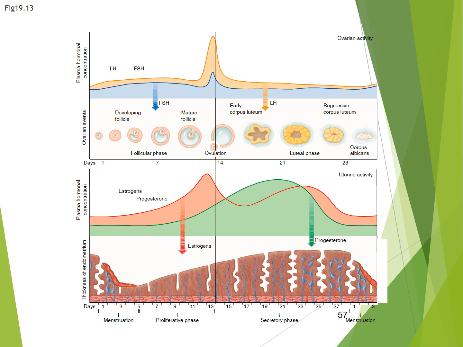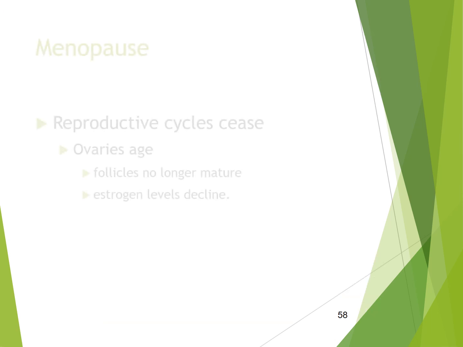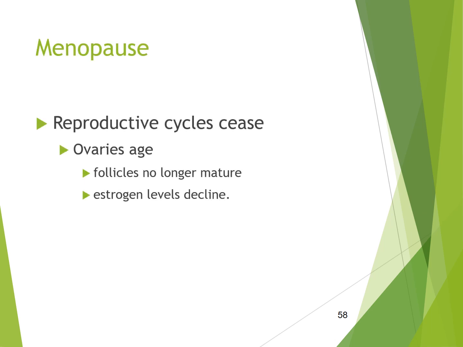This slide goes into a little more detail than we need to, but if you just look along, you can follow the hormonal changes that occur and see how this affects the developing follicle, ovulation, the corpus luteum, and the breakdown structure known as a corpus albicans. You can also see how that aligns with the thickening of the uterine lining. Menopause is the age where reproductive cycles cease. As the ovaries age, there are no longer follicles available to mature, and this also results in an estrogen level decline.